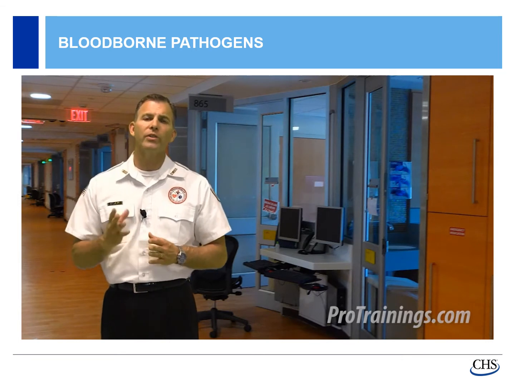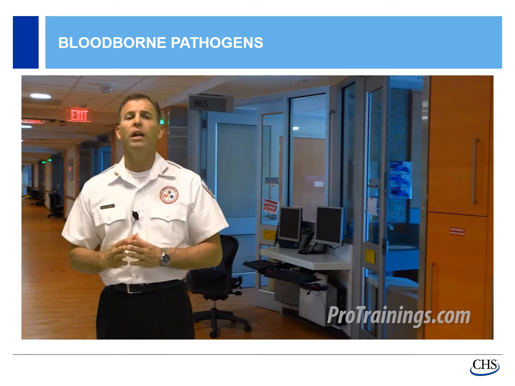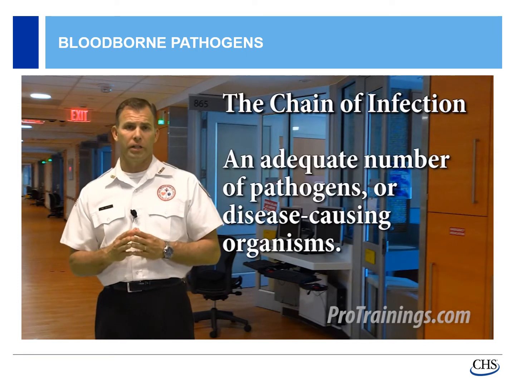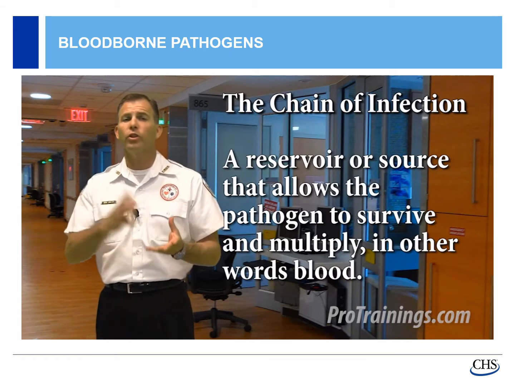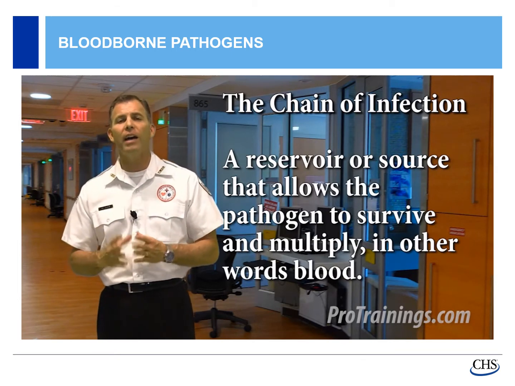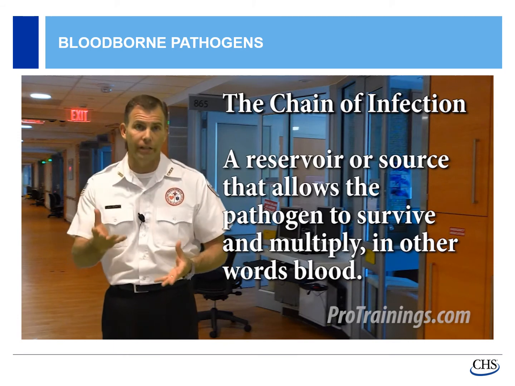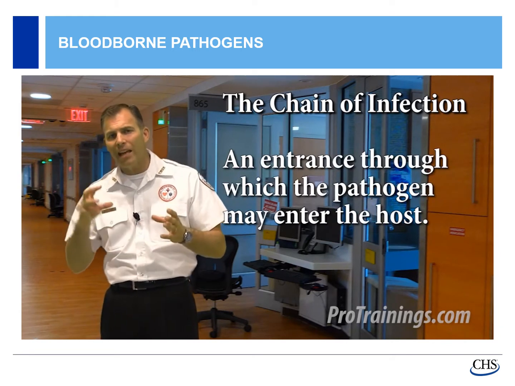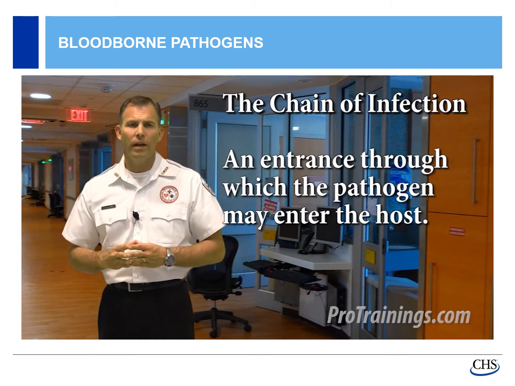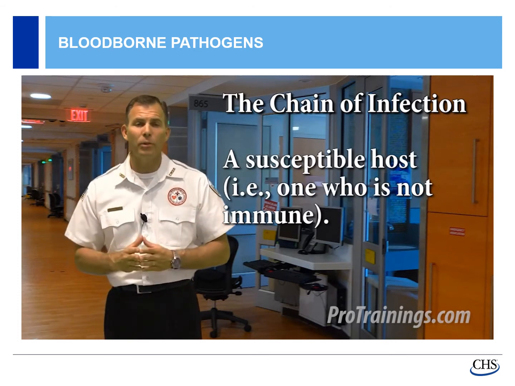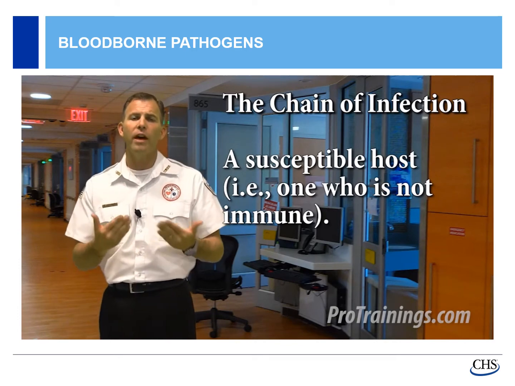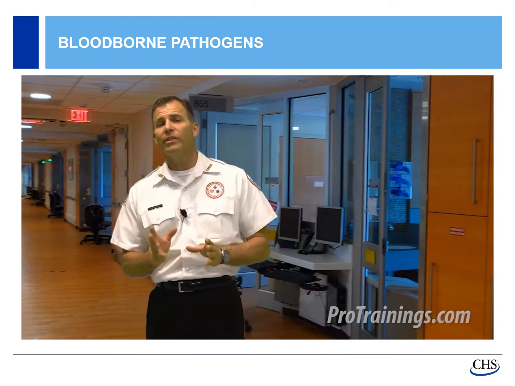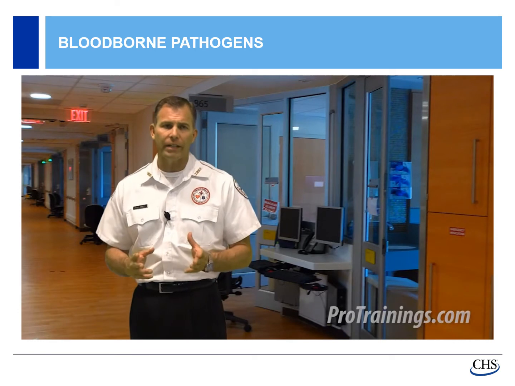For disease to be spread, it requires several conditions to be present that we call the chain of infection. There must be an adequate number of pathogens or disease-causing organisms. There should be a reservoir or a source that allows the pathogen to survive and multiply. In other words, blood itself. A mode of transmission from the source to the host, an entrance through which the pathogen may enter the host, and lastly, the host has to be susceptible. In other words, they don't have an immunity to that virus or bacteria. Infection control strategies serve to prevent disease transmission by interrupting one or more links in that chain of infection.